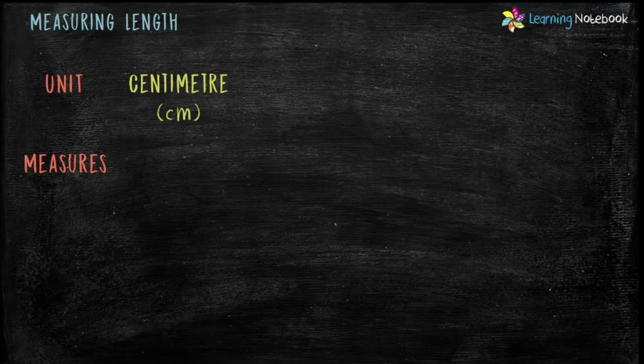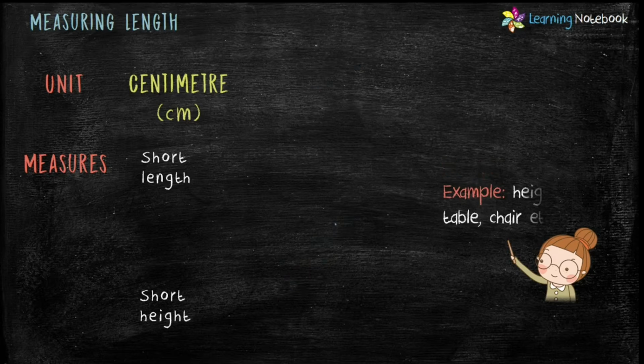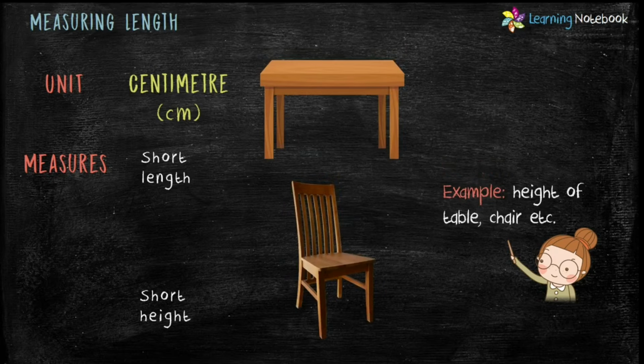Second unit is centimeter, which is denoted by cm. Centimeter is used to measure short length. For example, we can use centimeter to measure length of safety pin, pencil or pen. Students, centimeter is also used to measure short height. For example, height of table, chair, etc. can be measured using centimeter.